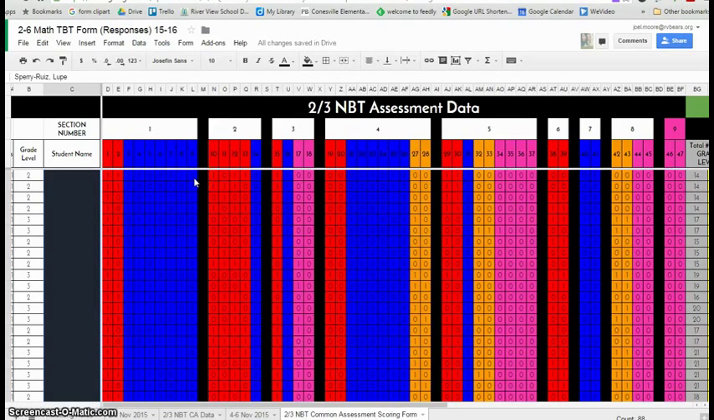You can see we just gave 1 point for correct, 0 points for incorrect. And it goes across, and you can see all the kids' scores. Right now, I also have it color-coded. Red are first grade questions, blue are second grade, orange are third grade, and pink are fourth grade, so that we could easily see the data. And then I also have it sectioned into the 9 sections, which were the standards that we had broken up.